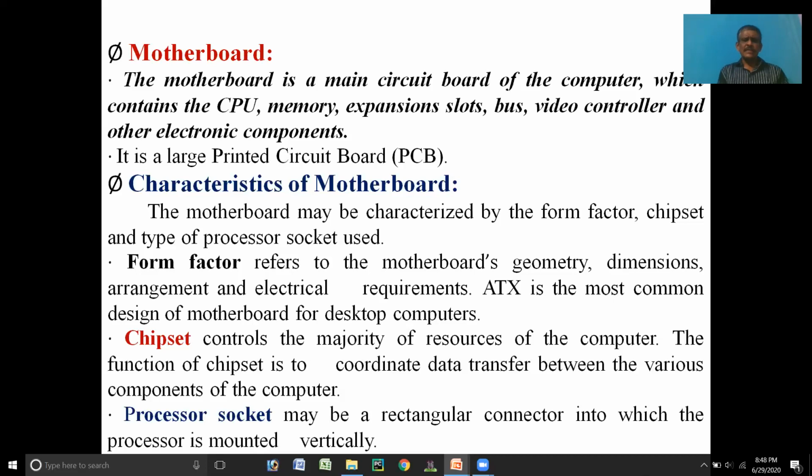Then the third characteristic, processor socket. A processor socket is a rectangular connector into which the processor is mounted vertically. Or this can also be defined as: a processor socket is an opening space on the motherboard where we can connect a processor into it. These are the three characteristics of motherboards.